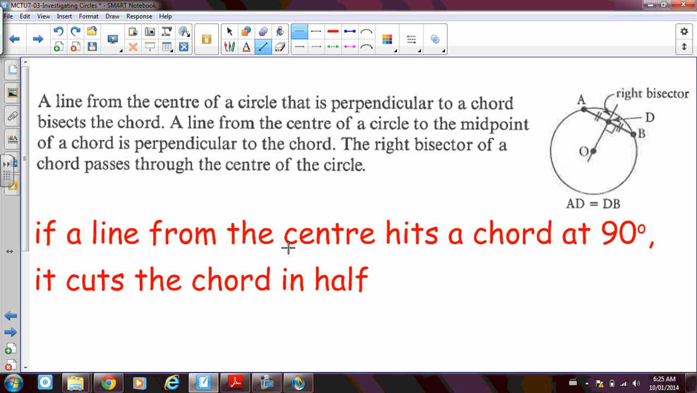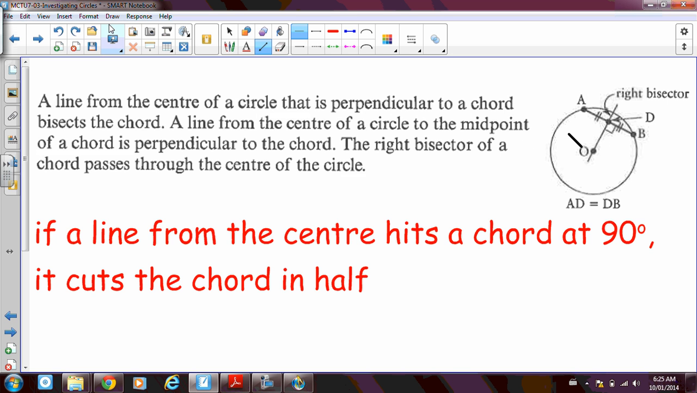Moving forward, let's see. If a line from the center hits a chord at 90 degrees, it cuts the chord in half. Okay, so that's basically what this is saying. And again, a little bit wordy perhaps. Read through it though, do understand all the terms. You should be able to recognize from the terms, from the red description and from the diagram what each term means, and be able to understand when you read something like this what we're actually describing.